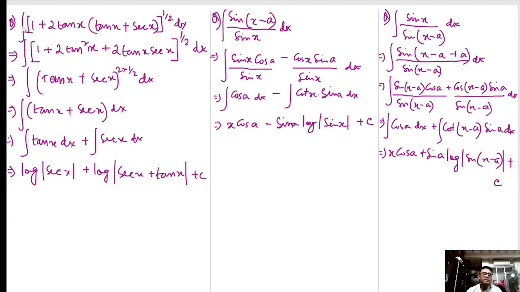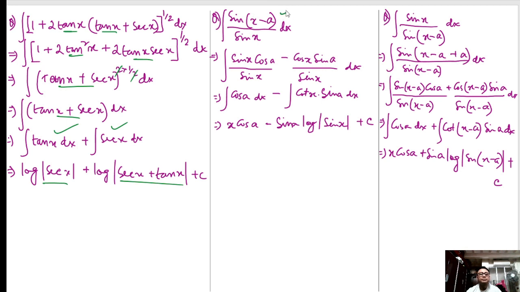Next sum, if I see 1 plus 2 tan x plus sec x to the power half. So please watch one thing here. We are multiplying this, so it becomes 2 tan square x, and this is 2 tan x sec x. So it is a plus b whole square formula, which is this. So the half and 2 will cut. So it is this, separating it. Integration of tan x is log sec x, and integration of sec x is log sec x plus tan x.